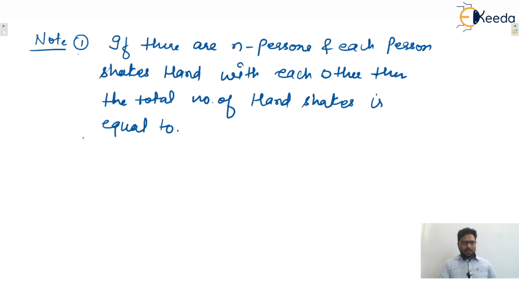Now tell me, in any room, or any party, let's say there are n total persons. Persons or human beings by default are different only. Now each person shakes hand with each other, isn't it? Then the total number of handshakes is equal to what? We need to count handshakes only. Now tell me, for one handshake, two persons are required or not? Yes, for every handshake, two persons are required.